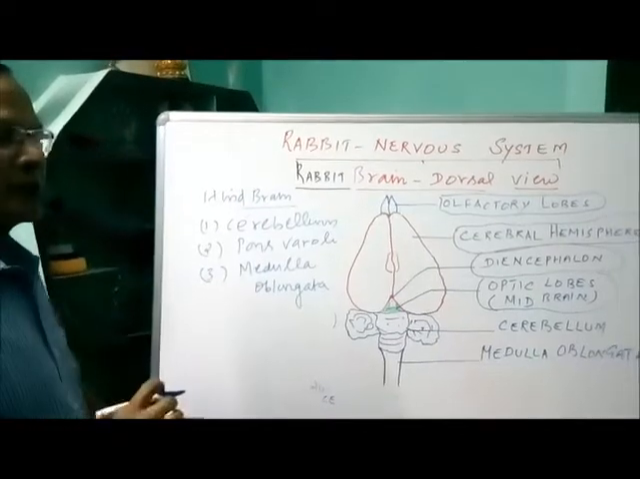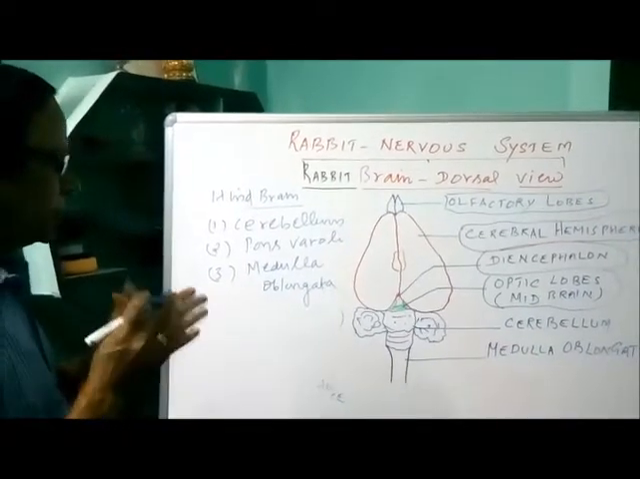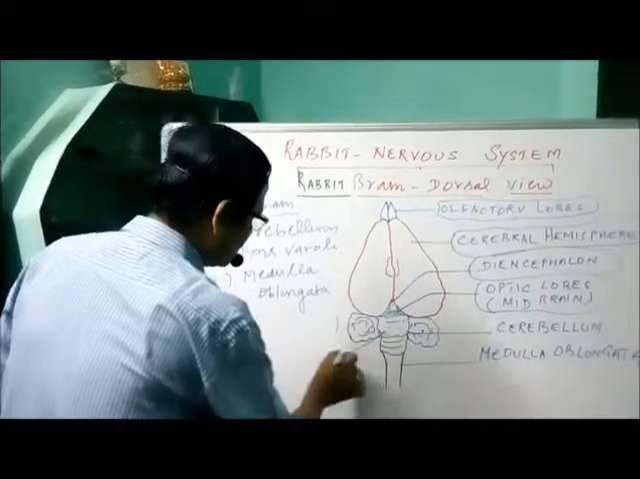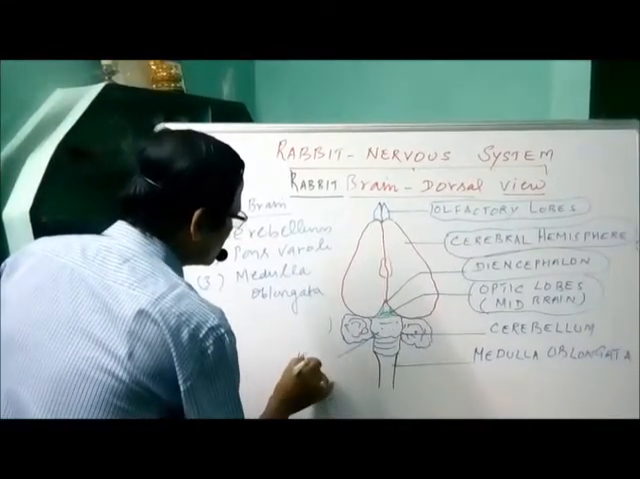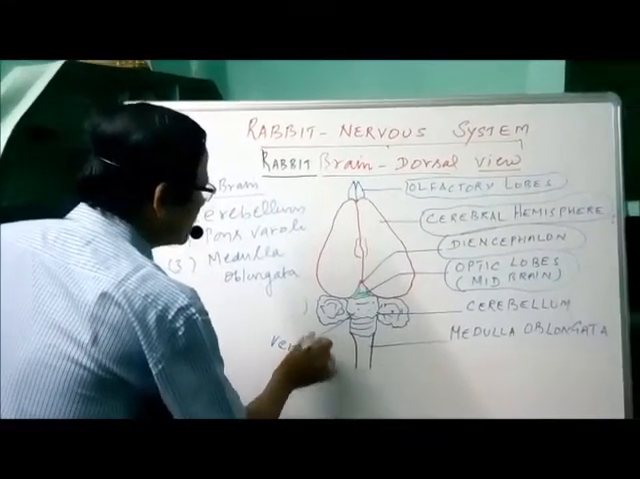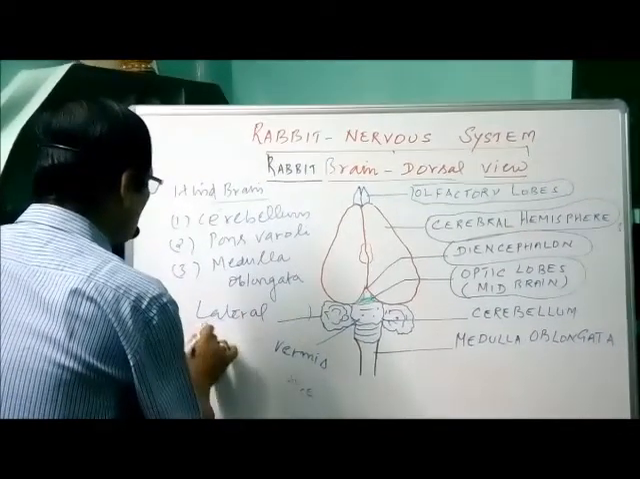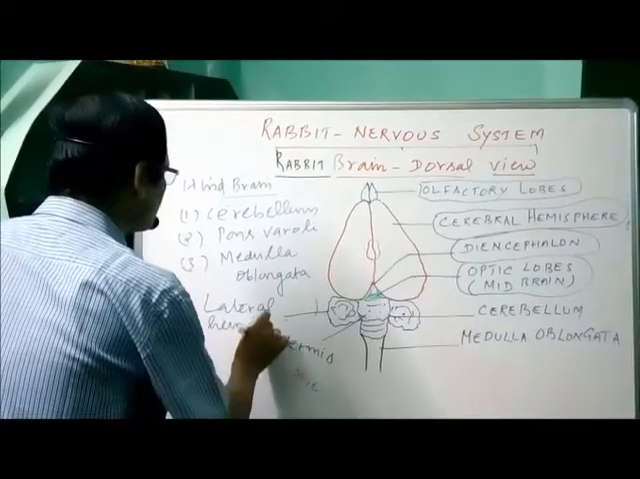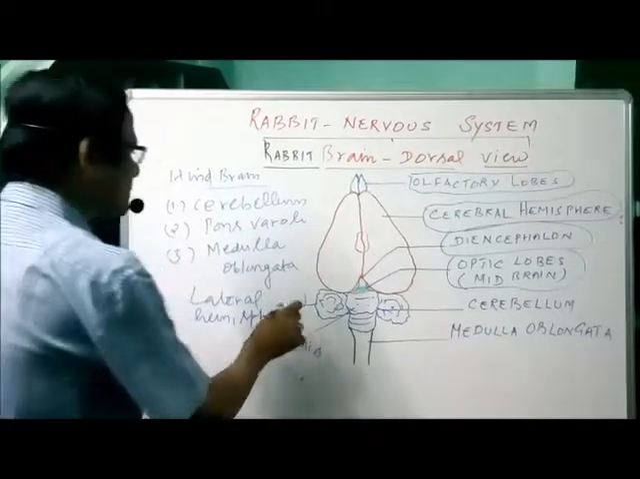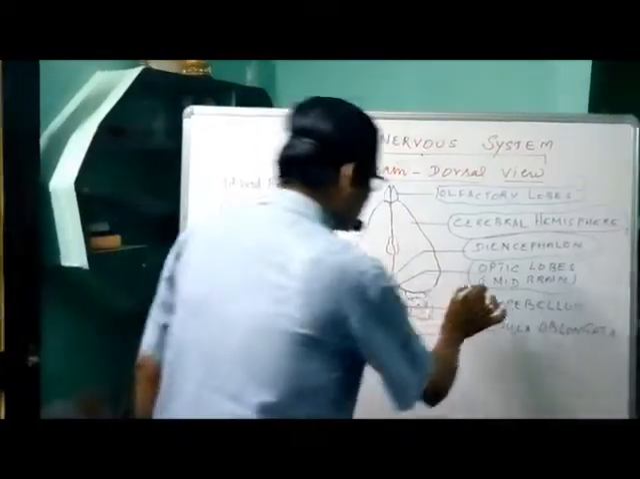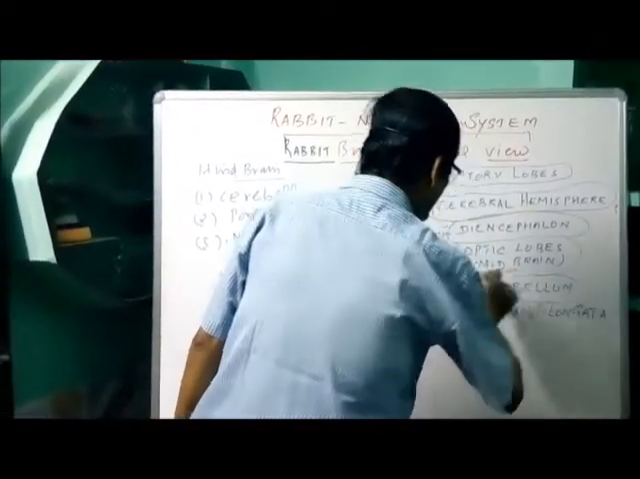The cerebellum is actually formed of a middle part, what is called vermis. Now this is the vermis, which is actually not there in your book, and two lateral hemispheres. The median vermis and two lateral hemispheres control the movement of the body. So this is the cerebellum, the first part.